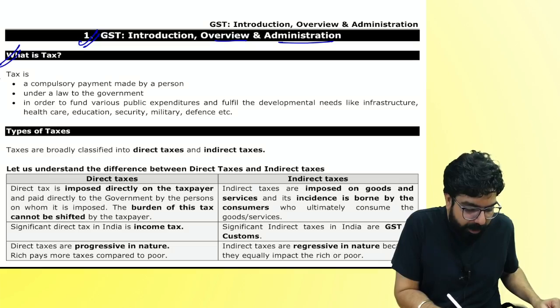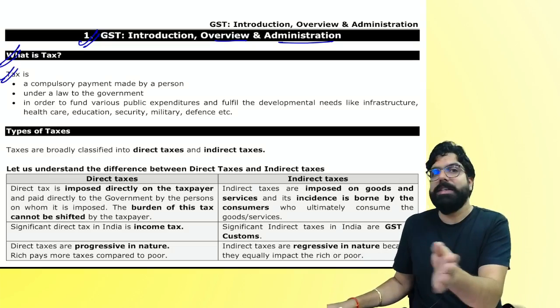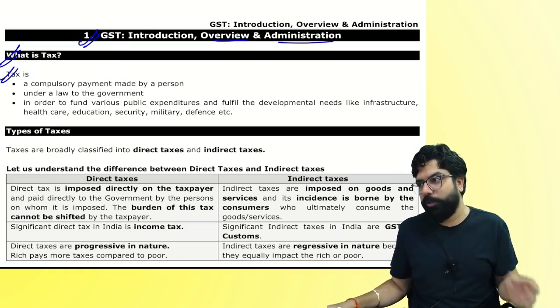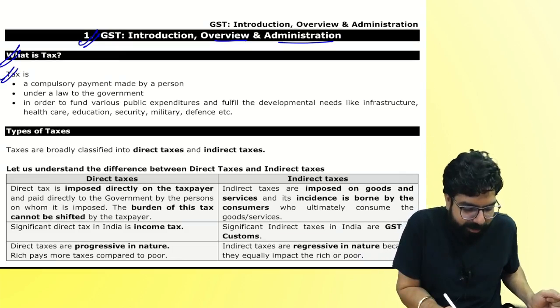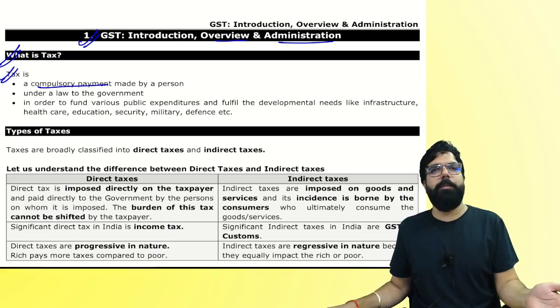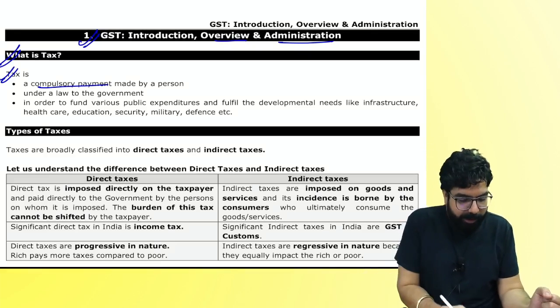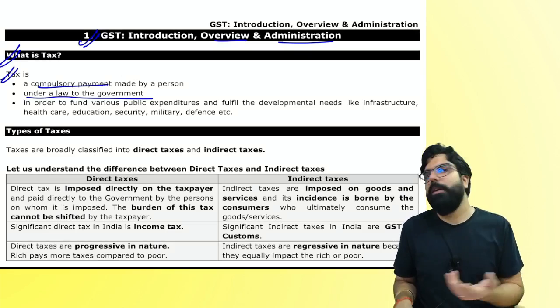First one. What is tax? At intermediate level, if I tell what is tax, it's required. But at final level, I think you guys already understand. Tax is a compulsory payment. Is it voluntary or compulsory? Compulsory. Made under a law to the government, like income tax.